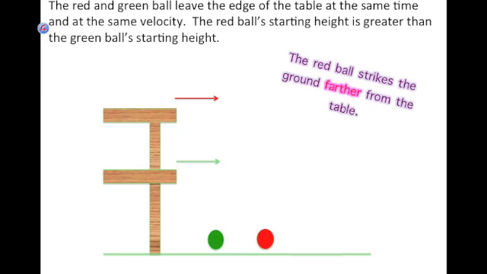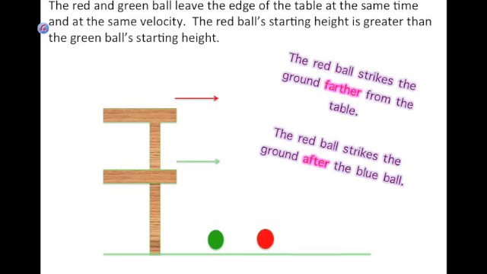So the red ball strikes the ground farther from the table, and the red ball strikes the ground after the green ball. Okay, those are the big ideas.